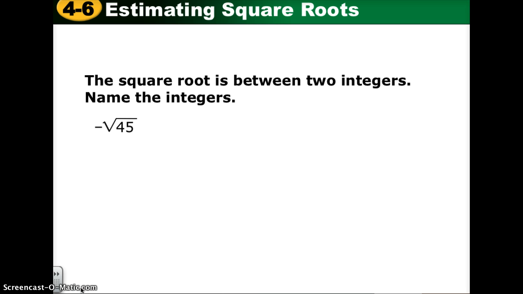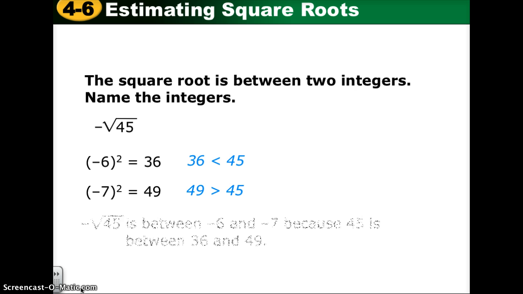So looking at negative square root of 45, we know that negative 6 squared is 36 and negative 7 squared is 49. So it's between 36 and 49, which means it's between 6 and 7. And because there's a negative, it would be between negative 6 and negative 7.